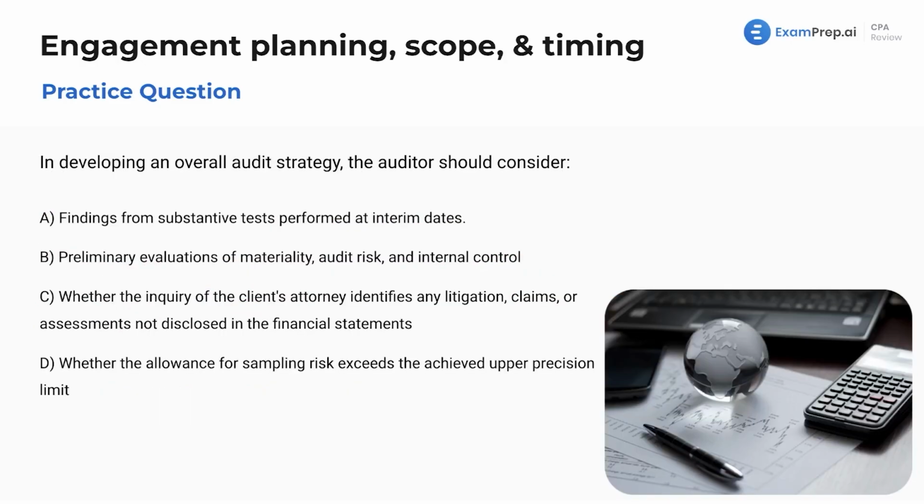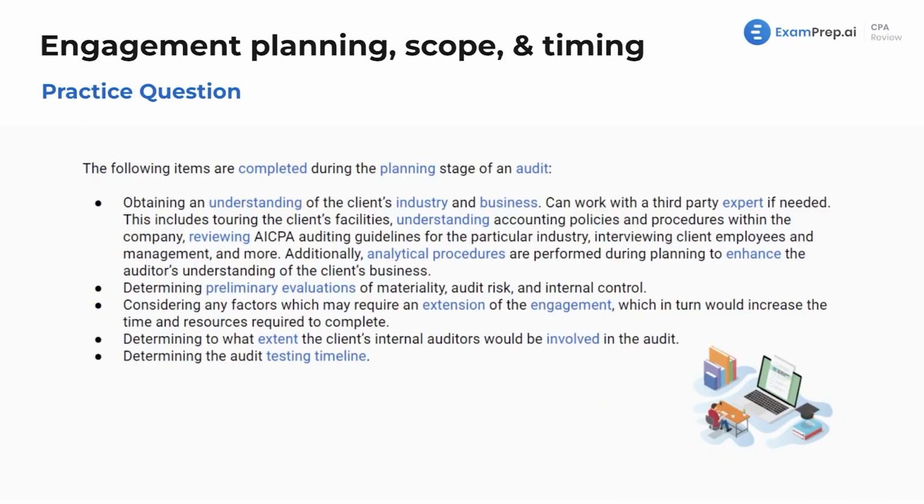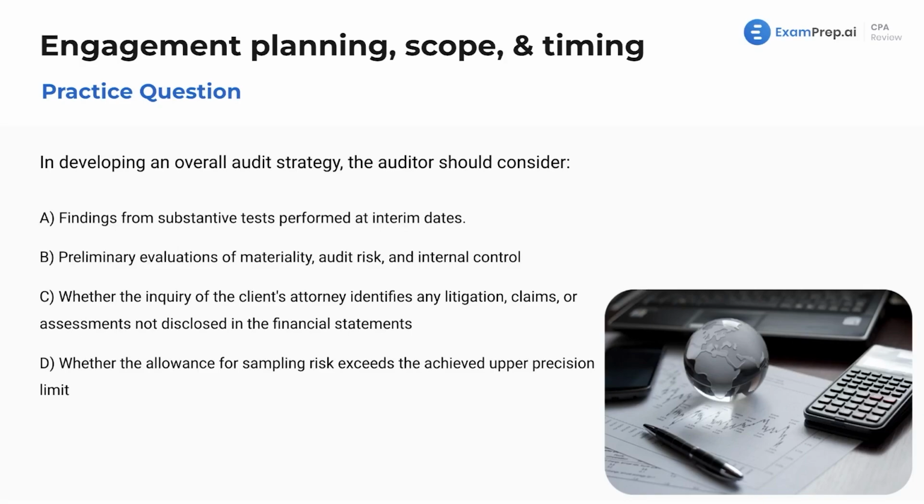In developing an overall audit strategy, the auditor should consider what? Well, lots of points to consider, and right here we've got another reference to what we saw in our lessons. Be familiar, do a little memorizing. It will only help you. So, in developing an overall audit strategy, what should the auditor consider? Again, this is in the planning stage because we're developing an overall audit strategy. First step, memorize that the overall audit strategy is done during planning.